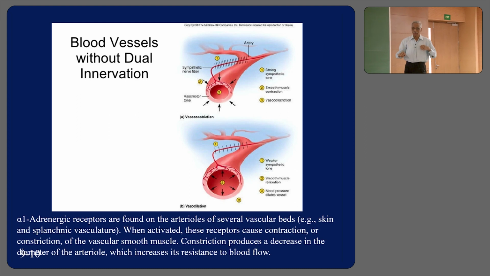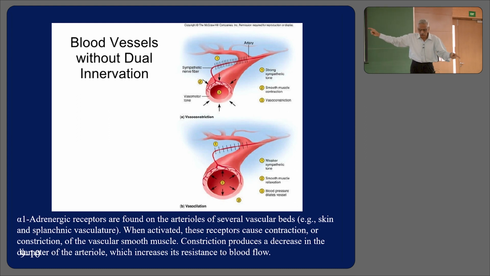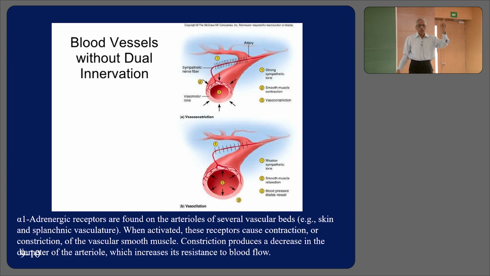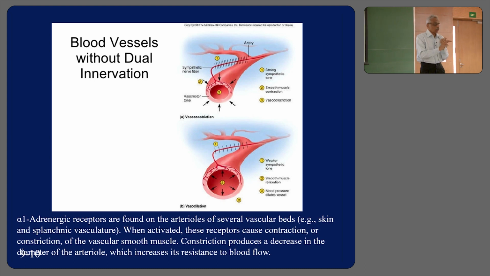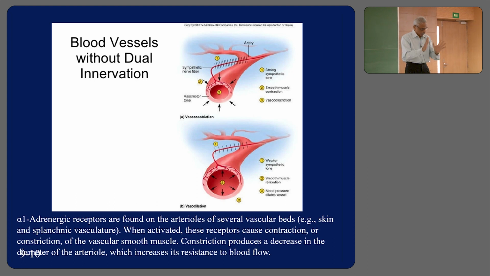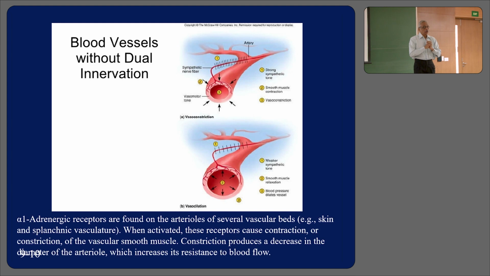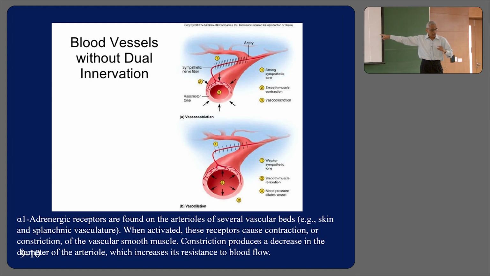This action is via what kind of adrenergic receptors? Alpha 1. Alpha 1 adrenergic receptors are those on which adrenaline can also act, noradrenaline can also act. The action is slightly different, I will not talk about it now. Coming back to the point, with fewer action potentials you get more diameter, with more action potentials you get reduced diameter.